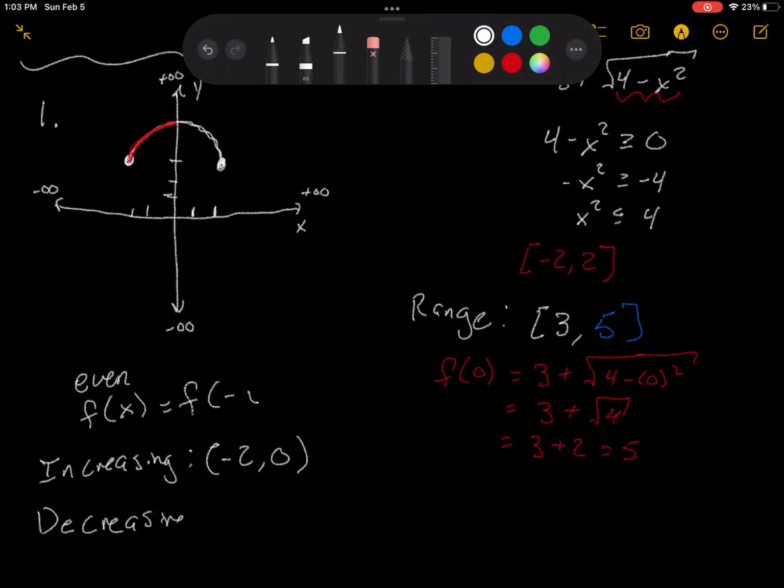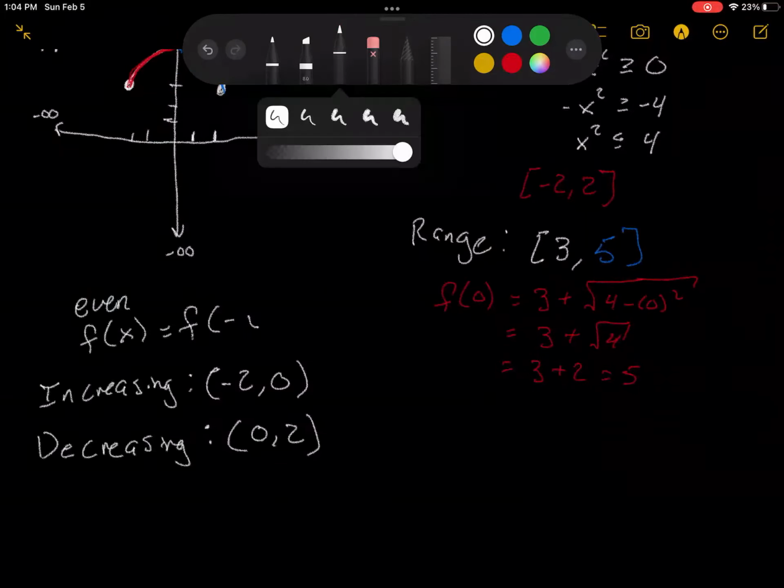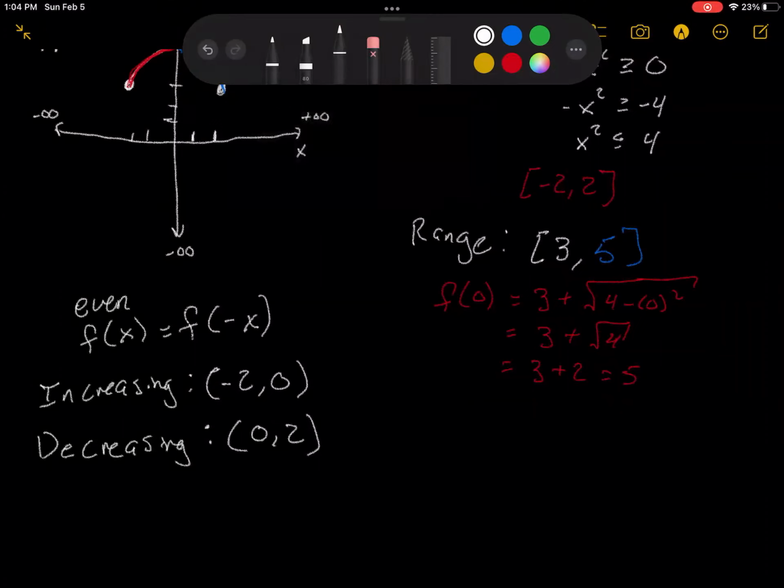I have my maximum at 0, and then I start to decrease. Right, from 0 to 2, I'm decreasing. All right, and we've already mentioned it. We have a maximum at 0. So let's talk about extrema.